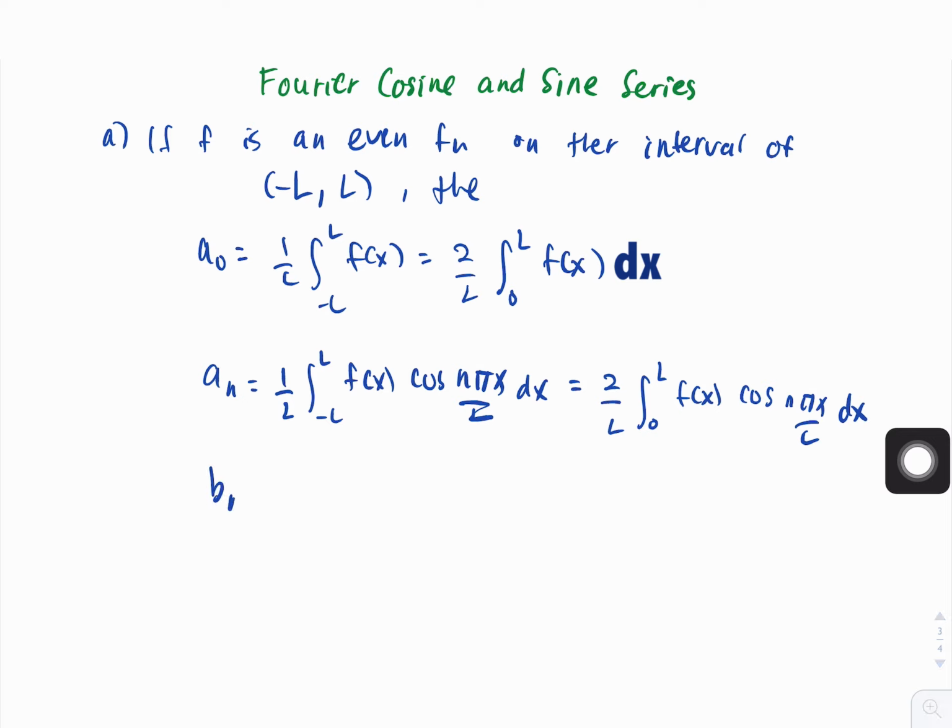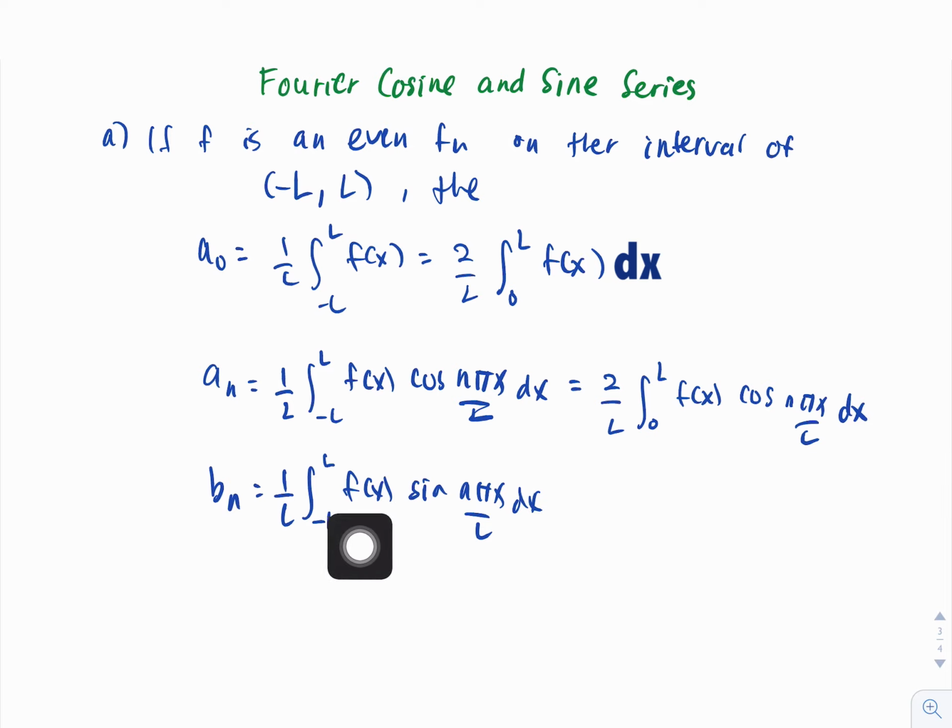Next, let's look at b_n from the Fourier series. It says that b_n is equal to 1 over L integration of f(x) sine(n pi x over L) dx. But now, since our f(x) here is even, and the sine function is odd, even multiplied by odd gives odd. And if we integrate an odd function from negative L until L, we will get 0.